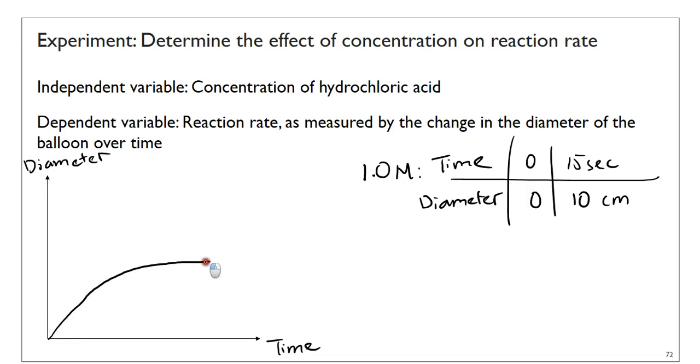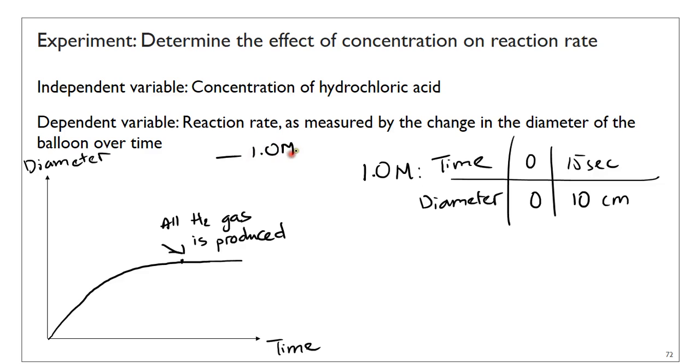And then at one point, it's going to stop increasing. When you get to this point, essentially what happened is all of the hydrogen has been produced and the balloon stopped getting bigger. So this is when all the H2 gas is produced. Okay, so your graph is actually the change in diameter over time, and this is for 1.0 molar.